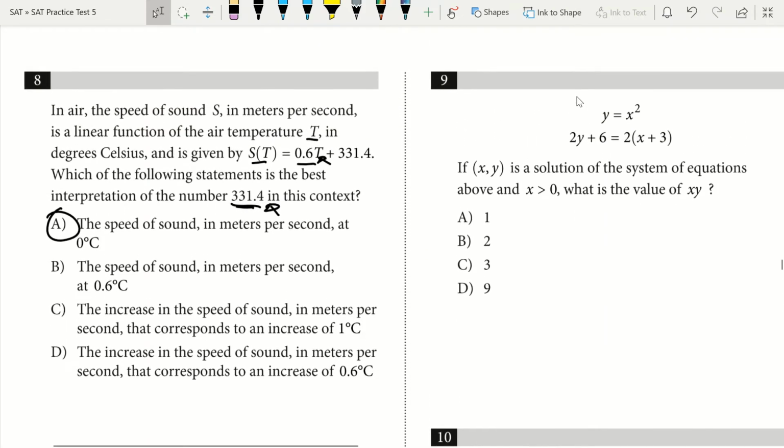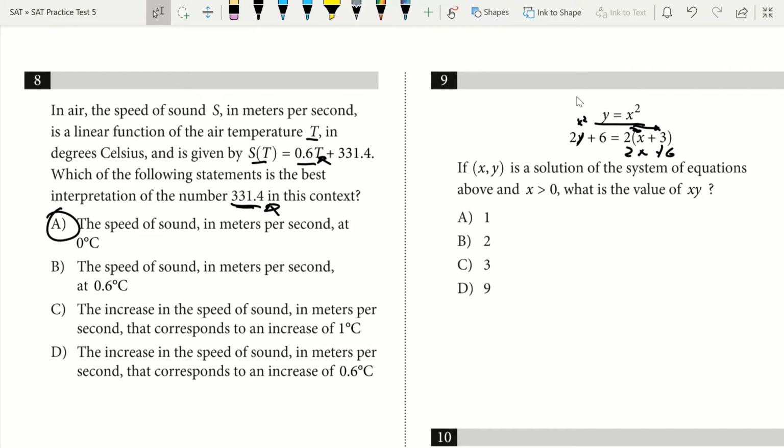Question 9. If (x, y) is a solution to the system of equations above and x is greater than 0, what is the value of xy? Well, I see y equals x squared, so I'm going to plug in x squared here. So now I have 2x squared plus 6 is equal to 2x plus 6, right, when I multiply this 2 by the x and by the 3.